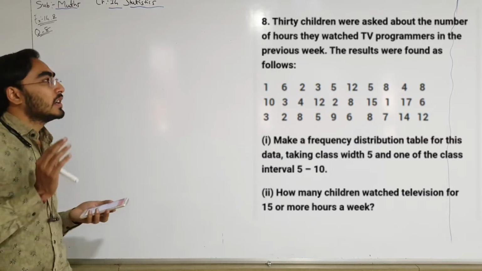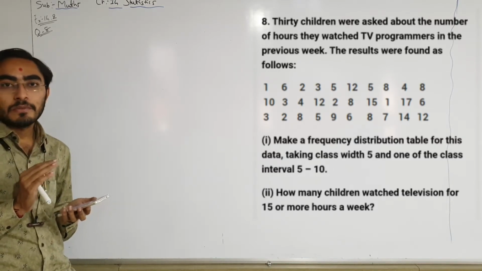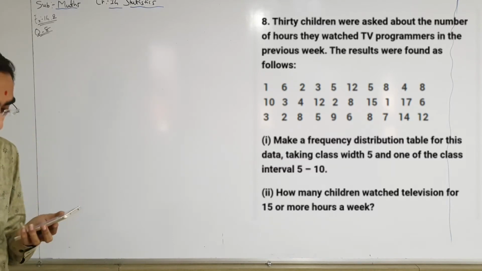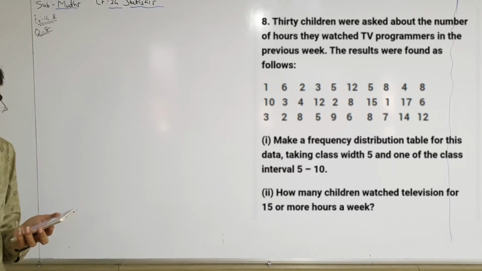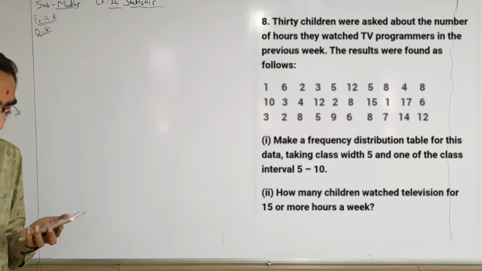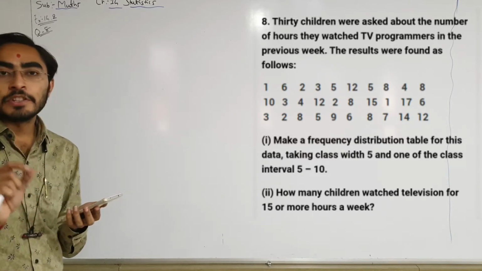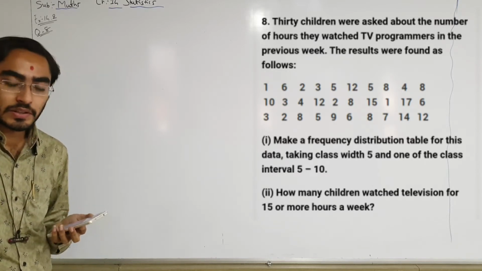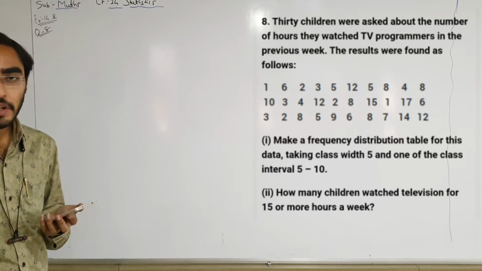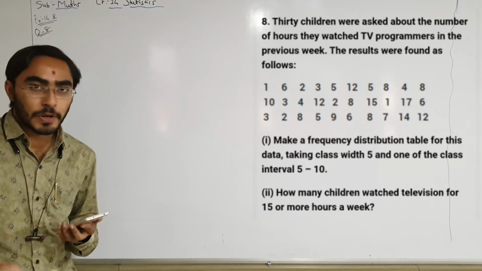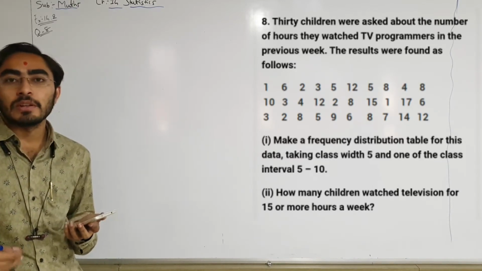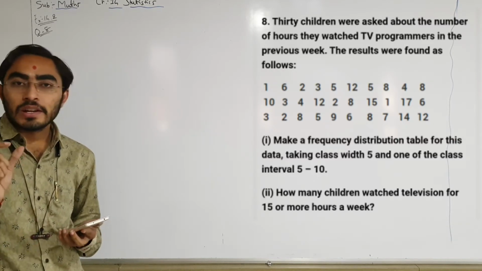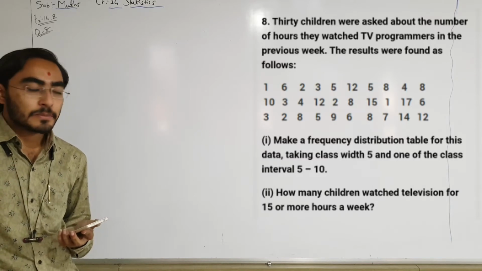Okay, total 30 details we have. We have the details for 30 children: how many hours they watch TV. Now we need to make a frequency distribution table. In that, class width is 5. Class width means class length; class width and class length are both the same. So class length is 5 and one of the class intervals is 5 to 10.